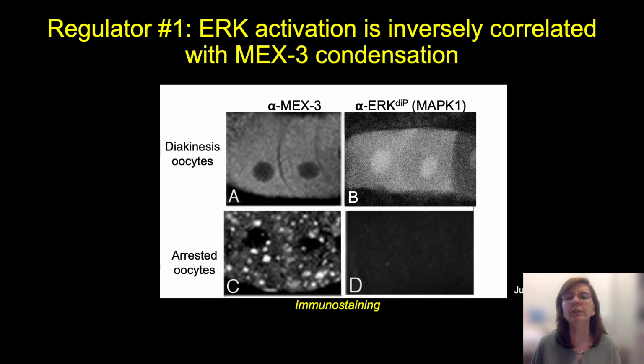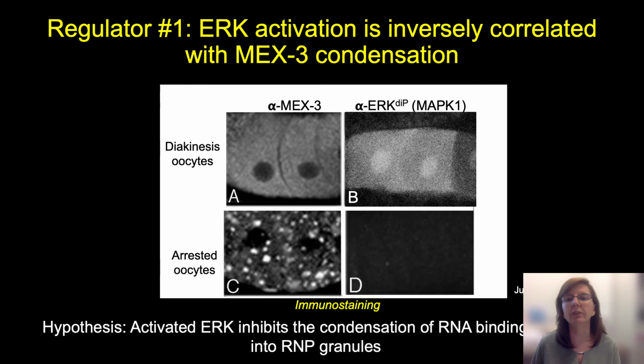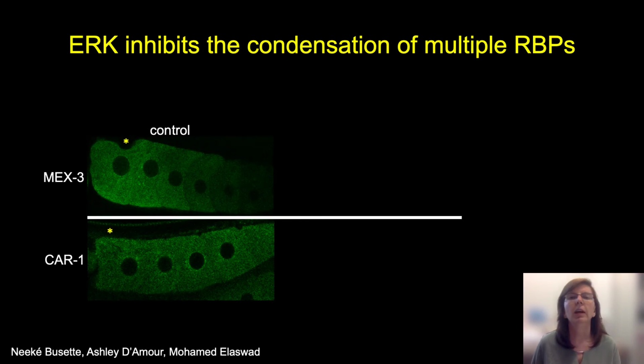Thus, ERK activation is inversely correlated with MEX3 condensation, which leads to our hypothesis that activated ERK inhibits the condensation of RNA binding proteins into RNP granules. If our hypothesis is correct, depletion of ERK by RNA interference should result in ectopic condensation of MEX3. So on the left, I'm first showing you some control confocal slices of GFP-tagged reporter strains. MEX3 is in the top row and CAR1 is in the bottom. And in these control oocytes, we can see both proteins are mostly diffuse throughout the cytosol.